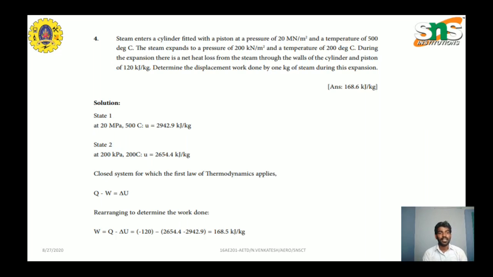For example, the parameters pressure and temperature values are given. We need to find what is the work done, or what is the heat transfer, and what is the change in internal energy. Fine. So this is the problem.